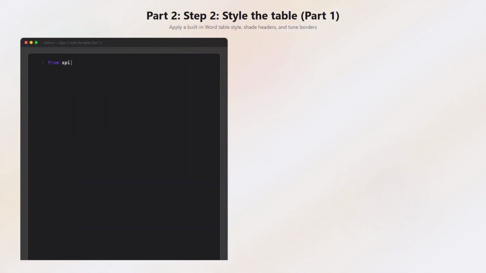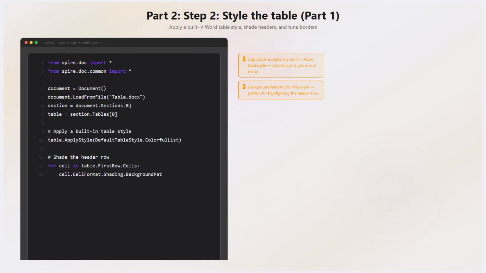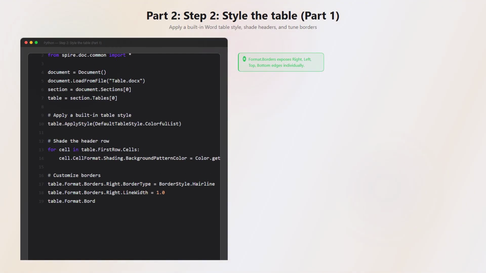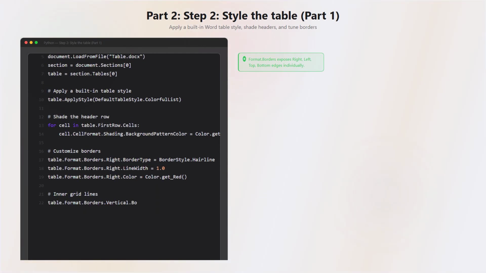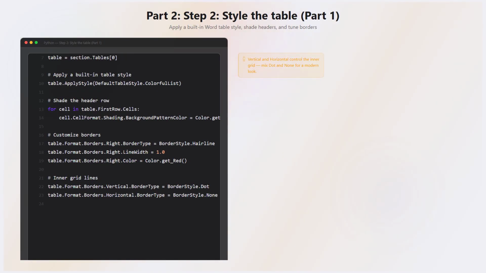Now let us make it look professional. Load the document and grab the first table from the section. ApplyStyle drops in a complete built-in Word look with a single call. We shade the header row gray for emphasis, then fine-tune the right border type, width, and color. For a modern touch, set vertical borders to dot and horizontal borders to none. Save, and you have a polished table.